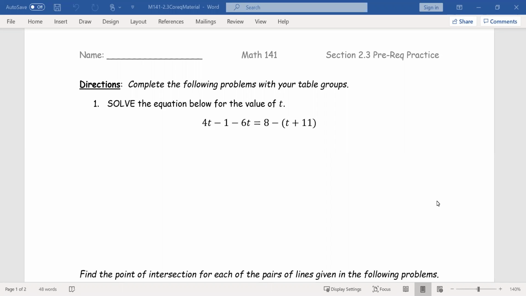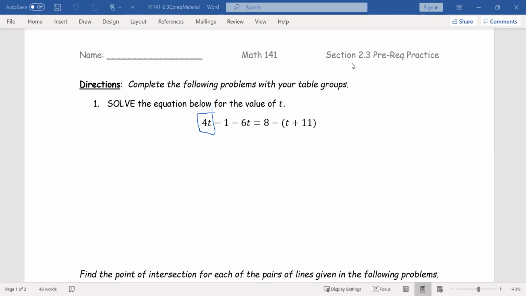Okay, so here we have an equation, 4t minus 1 minus 6t equals 8 minus, in parentheses, t plus 11. And we're told to solve for the value of t. Now, anytime we have an equation like this, the first thing we want to do is try to simplify each side as much as possible.